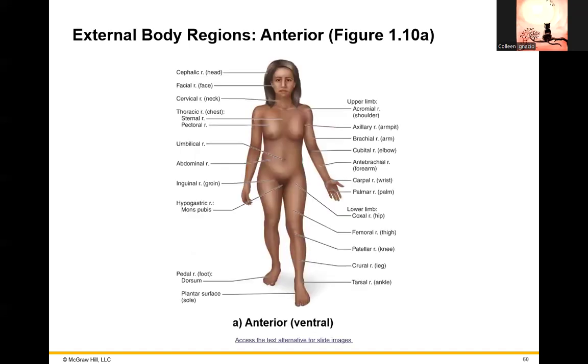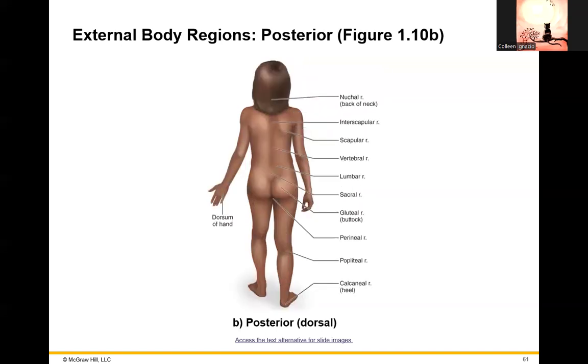Okay, so here's external body regions, okay, external body regions. And this is an anterior view, also sometimes known as ventral view, but anterior we're used primarily. That is going to be the front, okay? Okay, so here are some external body regions. And then here's the posterior body regions, okay?